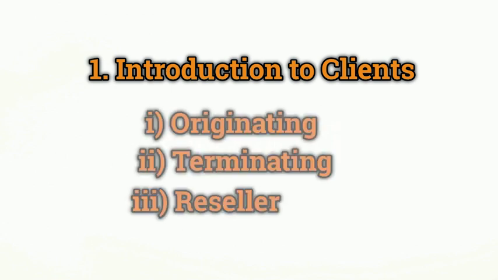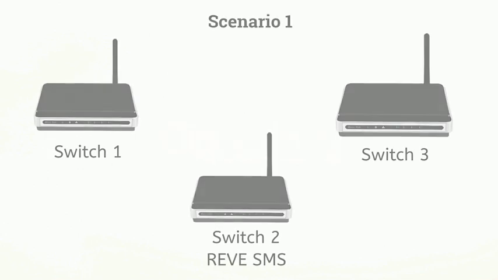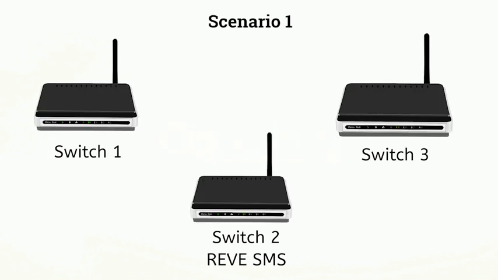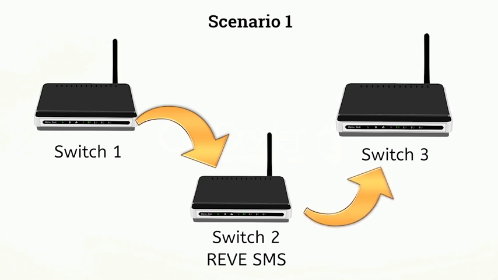In our switch, there are three types of client: originating, terminating, and reseller. Now listen to this scenario carefully. Here we have three switches: switch 1, switch 2, and switch 3. Suppose switch 2 is our REVE SMS switch. From switch 1, we are receiving the SMS traffic to switch 2, which is our REVE SMS switch, and from switch 2, we are forwarding this traffic to switch 3.